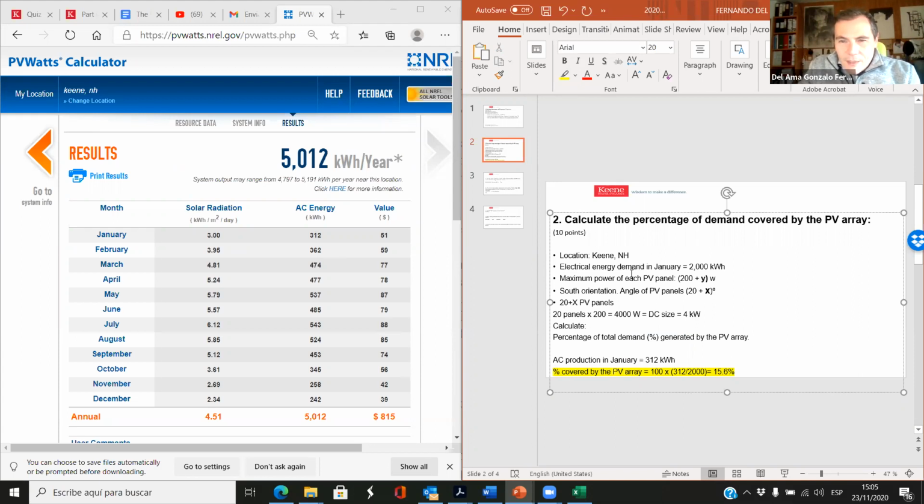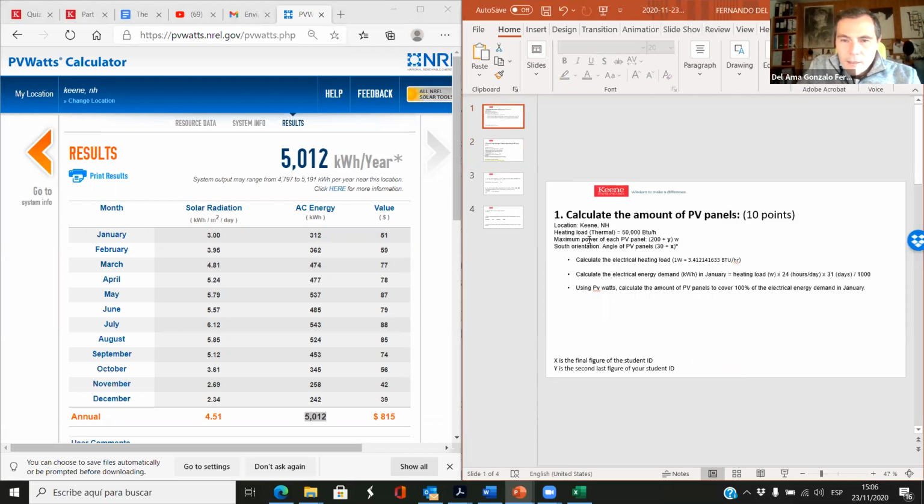So that's it. Here we have to make sure that we are comparing correctly, because you can say, oh, we are producing 5,000 per year. But here we have the electric demand in January. So we have to compare January and January. So this is 15%.